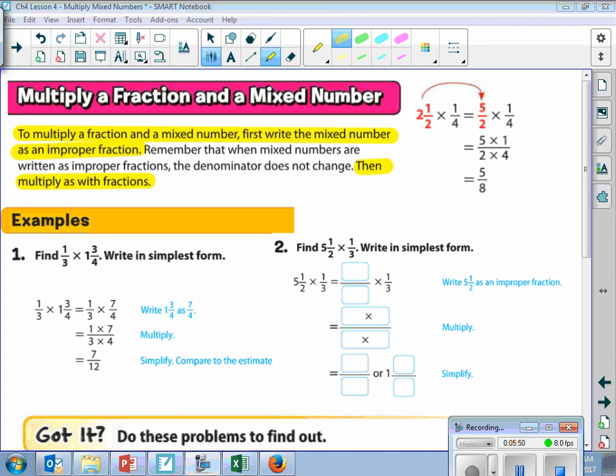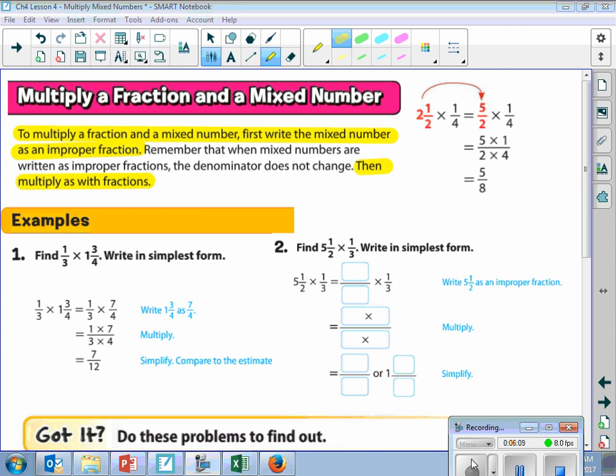All right, so here we have 1/3 times 1 3/4. Remember, you don't have to write this example down in your notes, okay? We're just going to talk about it. So when we're multiplying fractions and mixed numbers, if there are mixed numbers, you're going to change them to improper fractions.